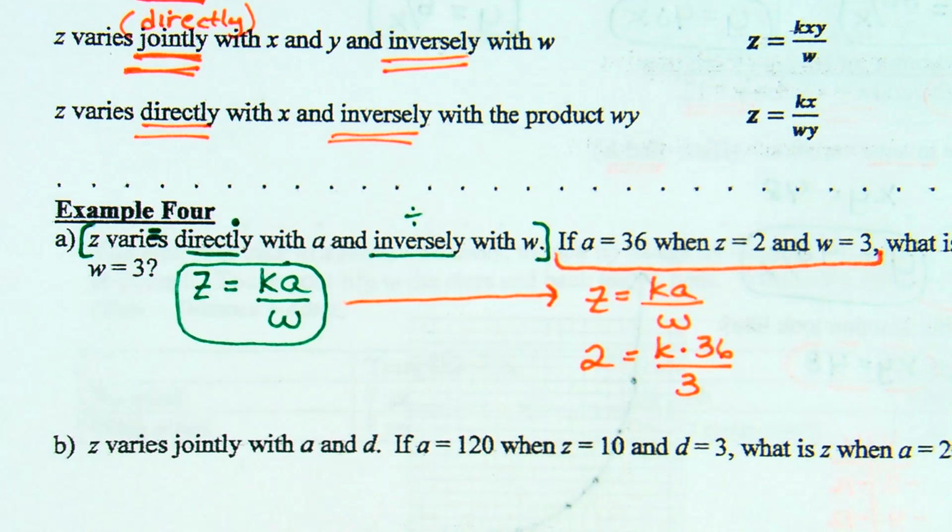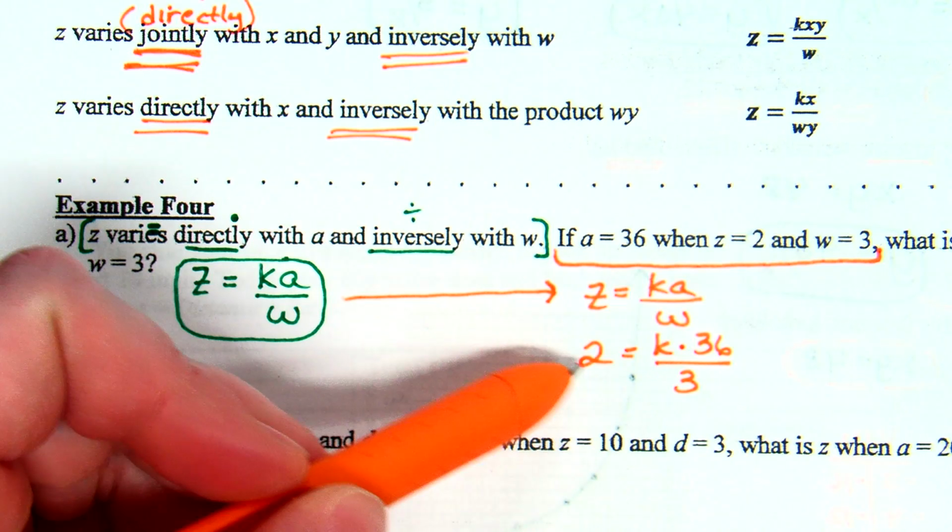Did anyone see the other way I was talking about? If you didn't, that's fine. The other option, and I'm going to go with what Cyrus said, you could have also started right here with 36 divided by 3 and gotten 12, so 12k equals 2, and then you'd have to divide by 12. It's still 2 steps essentially, isn't it?